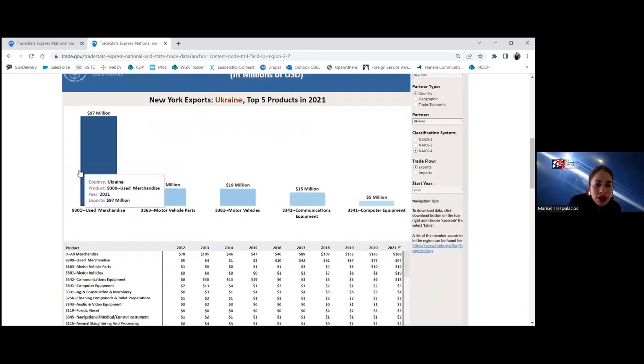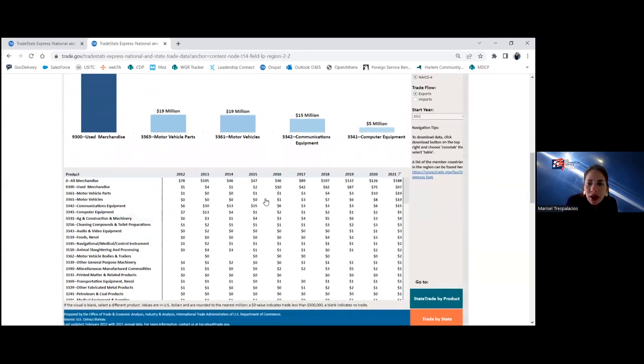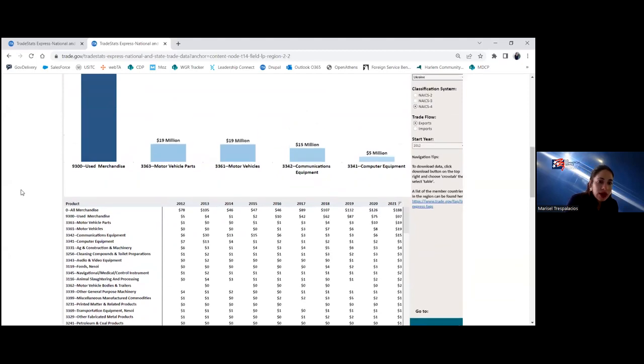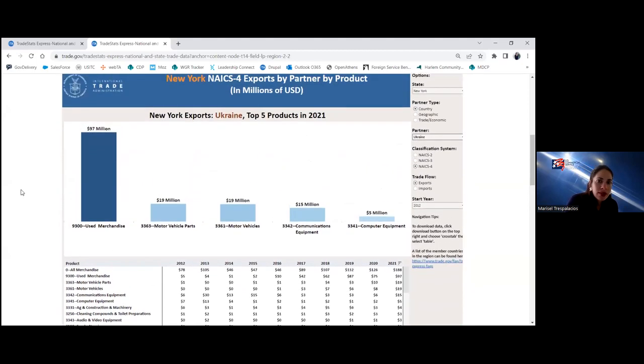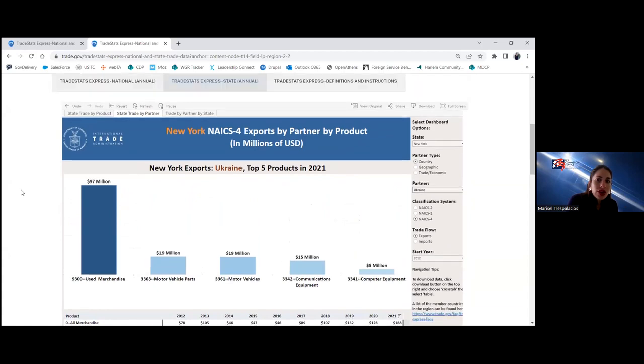It says used merchandise, motor vehicle parts, motor vehicles, communication equipment, and computer equipment. And you can see the volume in here is not relatively that big. In 2021, it was approximately $200 million that we exported to Ukraine of all the merchandise. So you can see how this could affect, right? Or how it could be of use to certain companies and even policymakers. So I wanted to show you this.